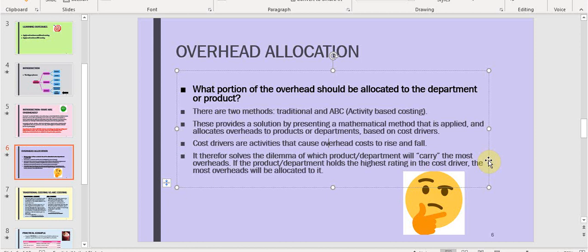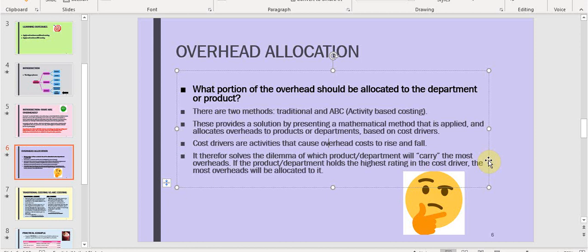So this overhead allocation method, or these two methods, the traditional and activity-based costing, solves the dilemma of which department or product will carry the most overheads. If the product or department holds the highest rating of that specific cost driver, the most overheads will be allocated to that department or product line. So it's a mathematically fair way to decide how overheads are allocated to a specific product line or department. Please take note that ABC costing and traditional costing only apply to overheads. You cannot use traditional and activity-based costing mathematics to allocate direct material and direct labor to a product or a department. It is only an overhead mathematical solution. It does not apply to direct costs.